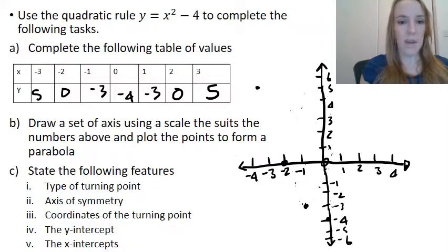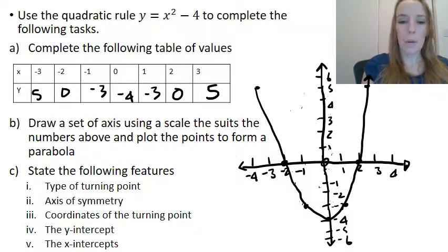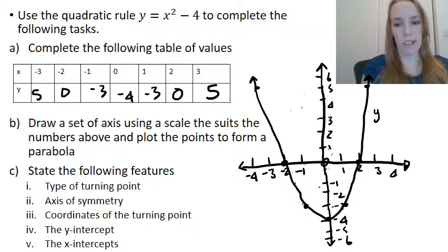The point after that, x is 1, y is -3. Next one, x is 2, y is 0. And our next one, x is 3, and y is 5. So we've drawn all our points. The next thing we're going to do is we're going to connect them together. Now, parabolas should be rounded on the end, so I don't want to see pointed little parabolas there. Make sure they're quite rounded. And of course, we have to label it, so y equals x squared take 4.